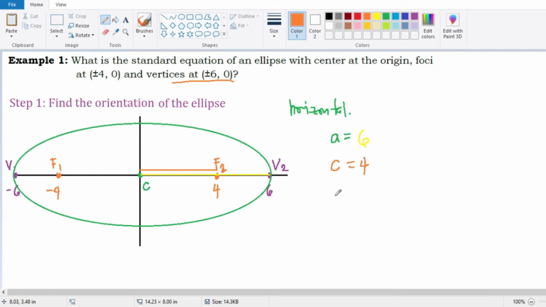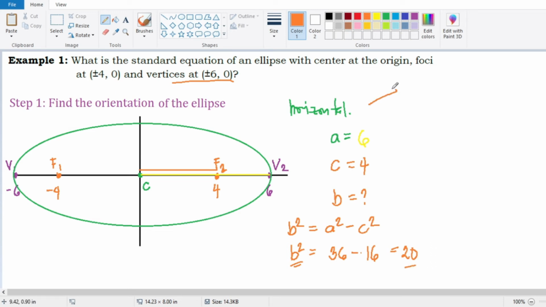And what you need in an equation is the B actually, right? You can solve for B by using the formula B squared is equal to A squared minus C squared. B squared is equal to 36 minus 16. Then you have there 20. What we need is B squared, so we no longer need to take the square root.